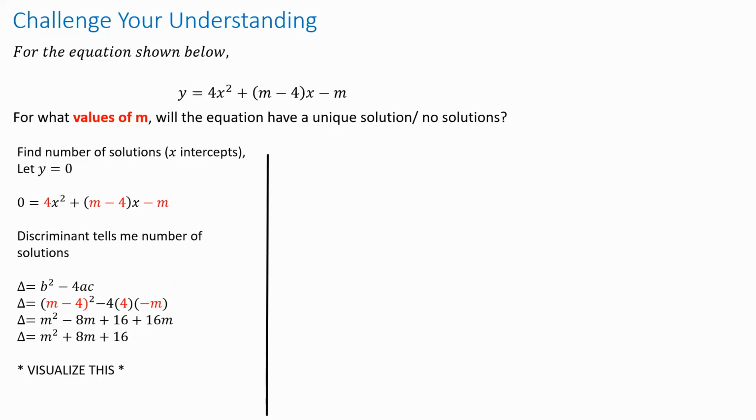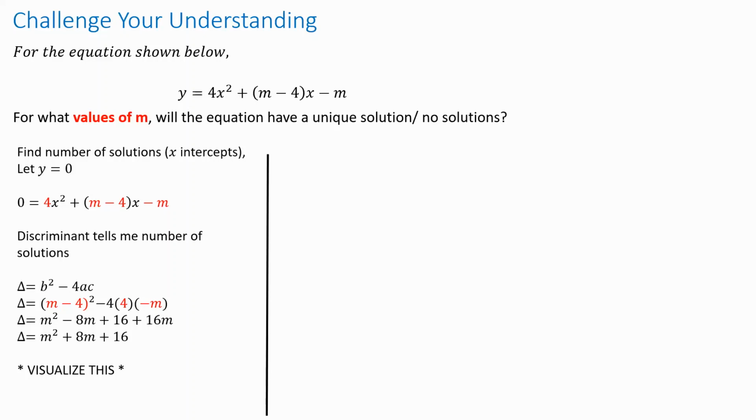So now let's do this. B squared, which is m minus 4 squared. So that's what I got here. M minus 4 squared. Minus 4 times a, which is 4. So I got 4 there. Times c, which is negative m. Okay, now when we expand it, negative 4 times 4 times negative m should be. Wait, did I make a mistake there? No, I didn't. Negative 4 times 4 times negative m is positive 16m.